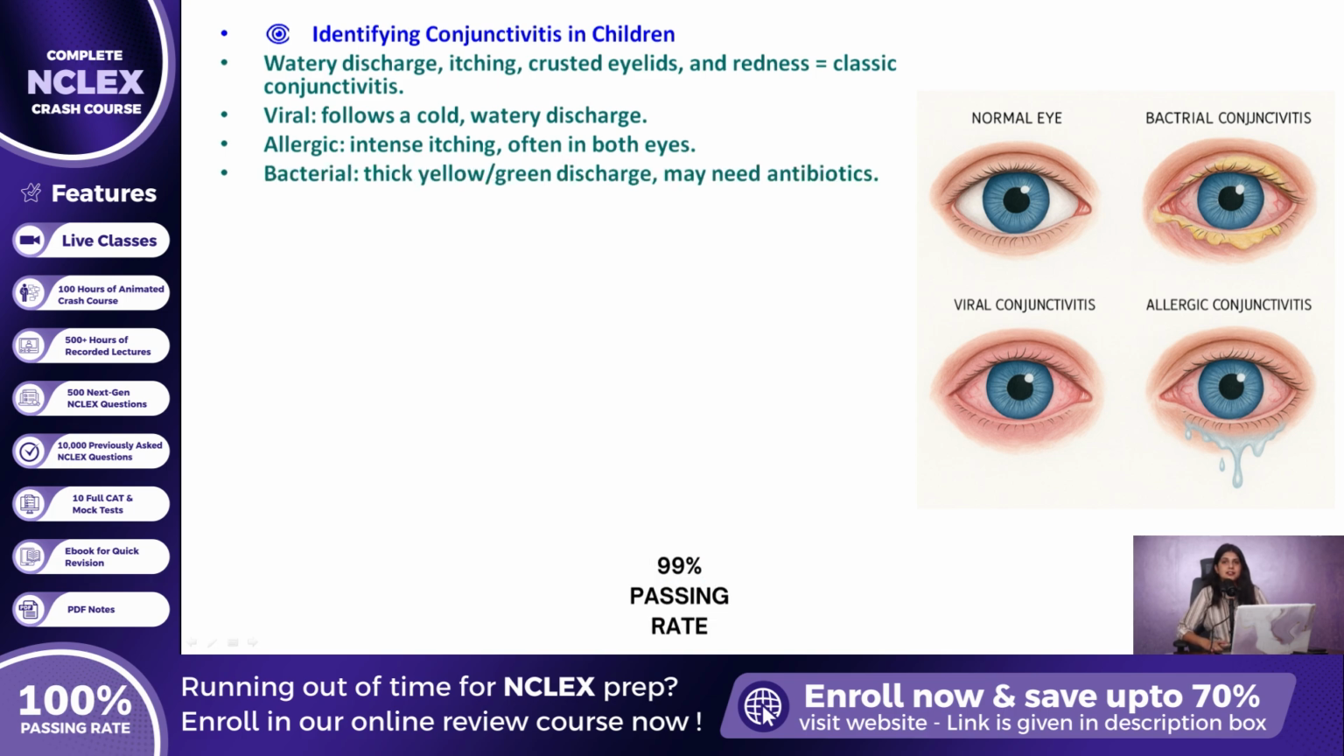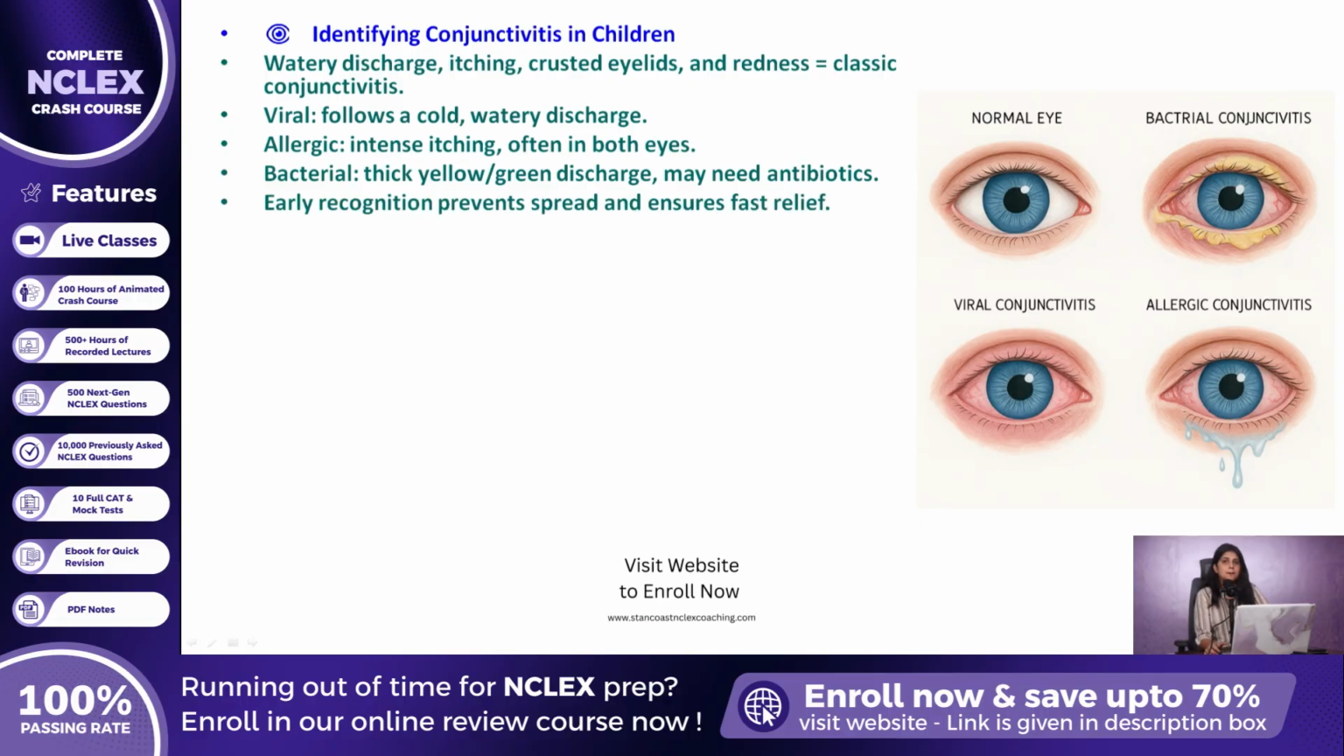Bacterial conjunctivitis, on the other hand, may involve thicker yellow or green discharge and is more likely to require antibiotic eye drops. Regardless of cause, prompt recognition is crucial to reduce discomfort, prevent transmission, and initiate appropriate treatment. Since conjunctivitis is highly contagious, especially in school-age children, nurses must be able to quickly identify these signs and provide both medical and educational support to the family.